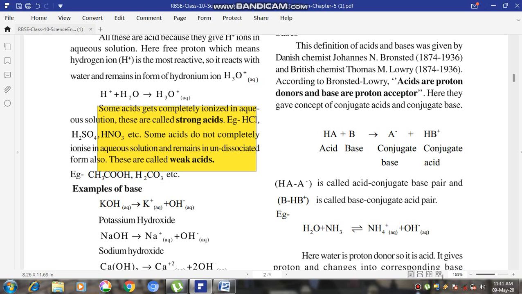In the next edition of the lecture, we will analyze the Bronsted-Lowry theory of acid and base.